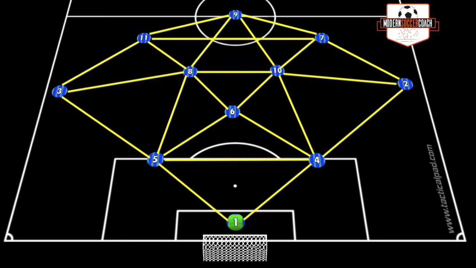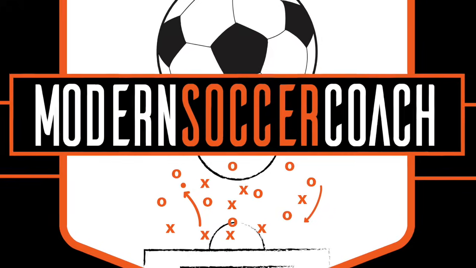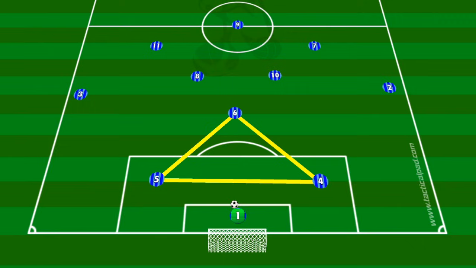Okay, top three triangles in a 4-3-3. Let's go. So the first triangle is probably the most obvious. It's the centre backs and the number 6, the holding midfielder. Yeah, probably the most obvious because it's in the centre of the pitch. It's the main part of the build.